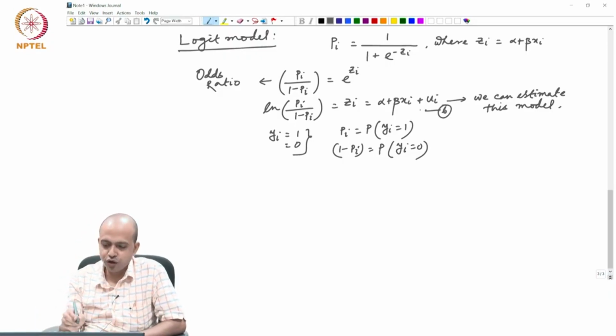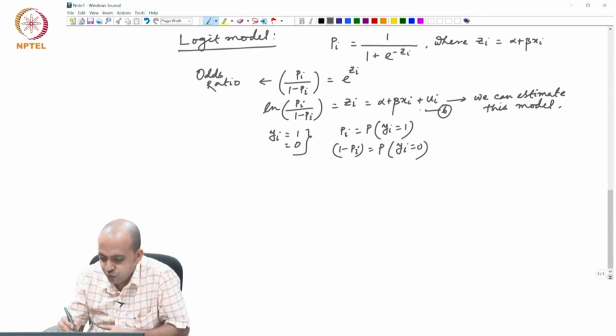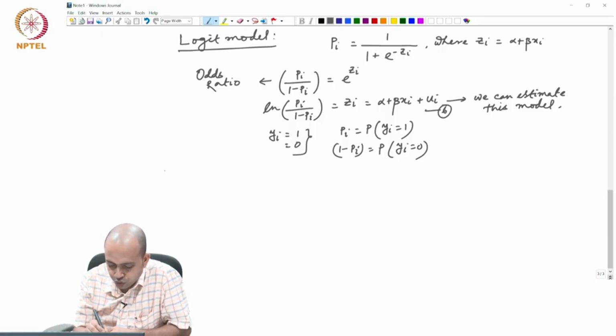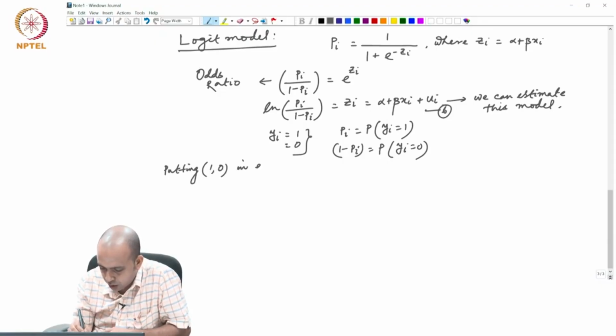To estimate this model, first of all you need to have information on the dependent variable. We do not have information on pi; rather, we have information on yi. Apparently you may think you can put the yi value in this equation and construct the dependent variable. But if you put 1 and 0 in equation 6, what will you get?